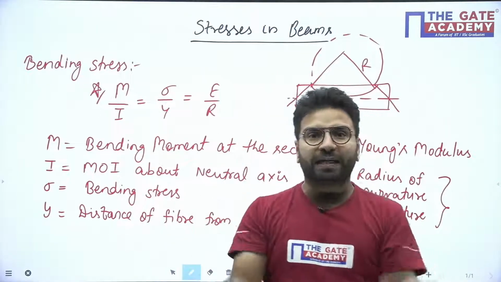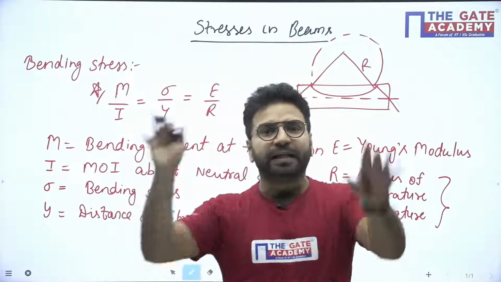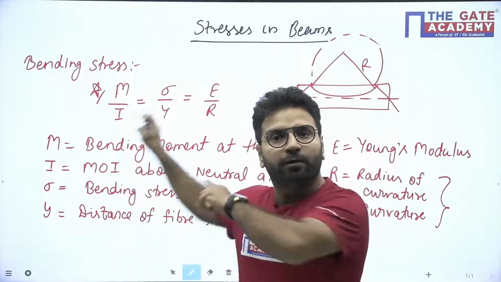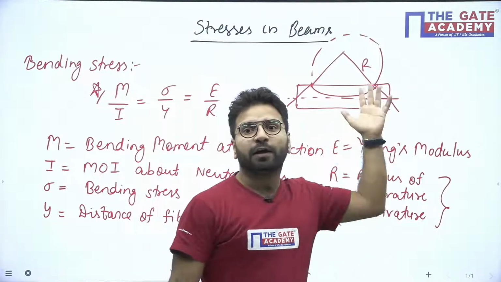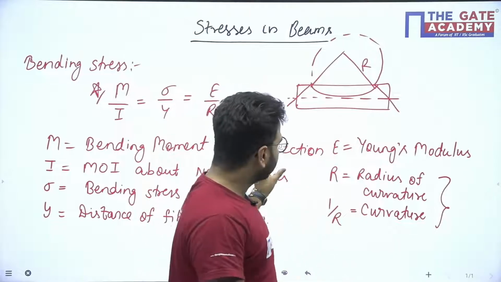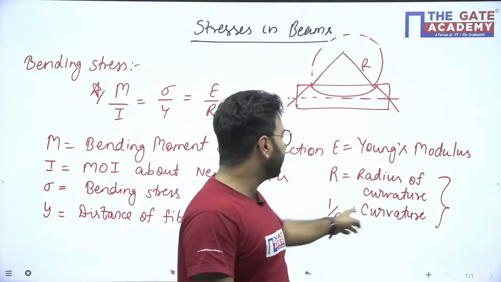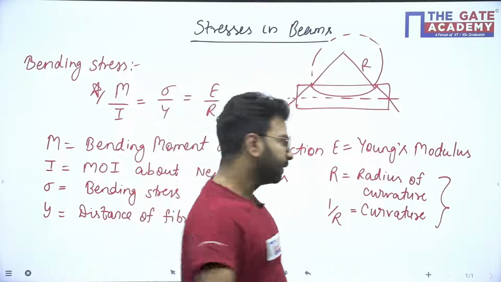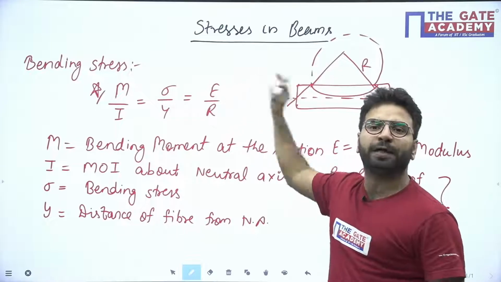How to apply it depends upon the question's demand. But definitely this formula is going to work. You can try whichever problem has come in the exam, but the meaning must be clear to you: R is the radius of curvature, 1 by r is curvature here. So this is the bending equation. All the problems related to bending will be clear from here.